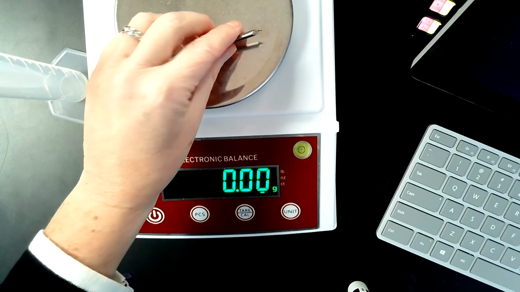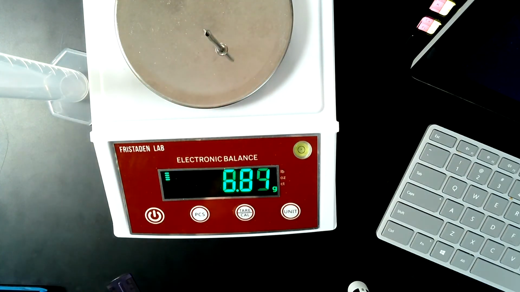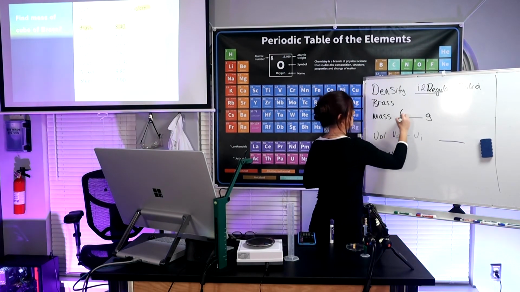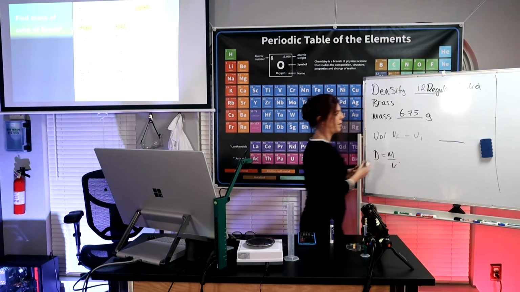So there's the nail. I'm putting it on the scale. I promise this is not a poetry class. So 6.75. So we'll go ahead and write that down. The mass is 6.75 grams.